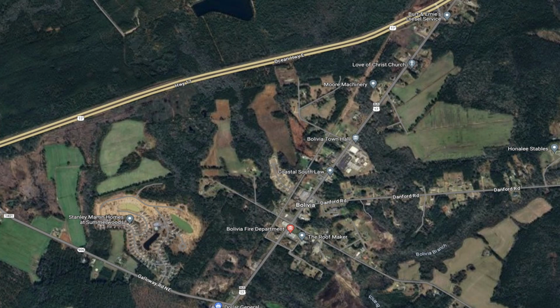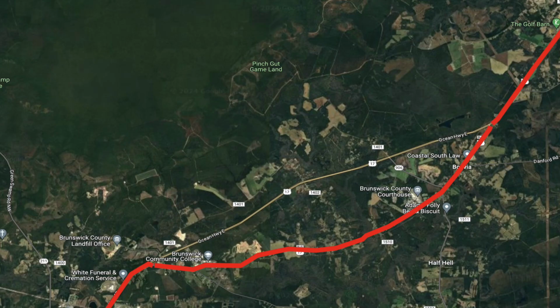But why does this route even exist in the first place? Because this used to be the old alignment of US 17. They just decided to bypass the city with a new route, resulting in the current day highway. But they decided to keep the old alignment as US 17 business. Bolivia doesn't even have a business district.